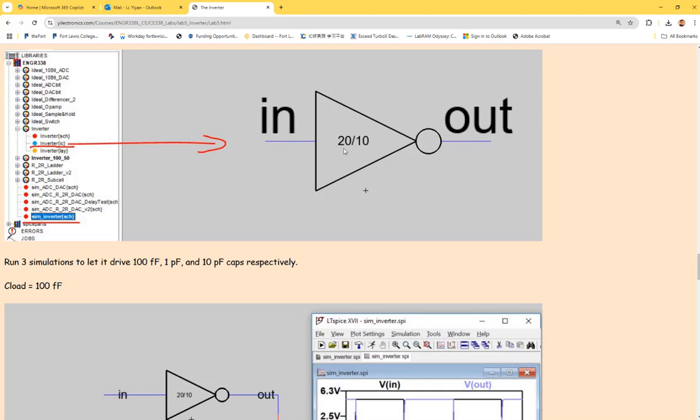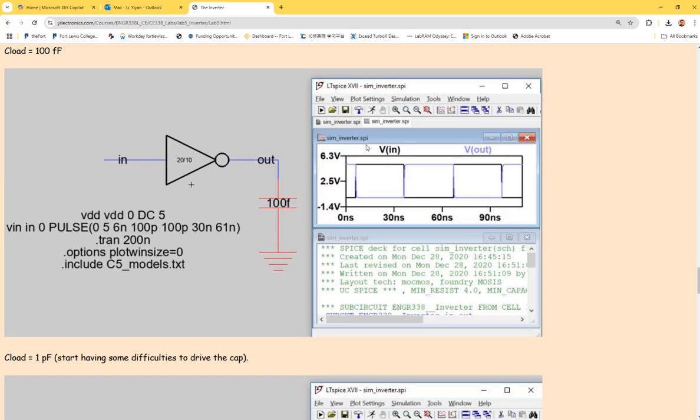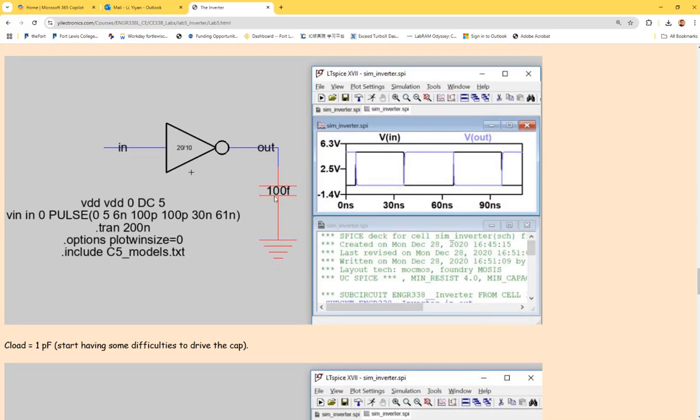For this figure, it's a 20 for the width of the PMOS and 10 for the width of the NMOS. And you can see if I put a 105 microfarads capacitor to drive, so drive means it's dumping charges to the cap during one cycle and pumping charges out from the capacitor during another cycle. It's basically charging and discharging the cap.